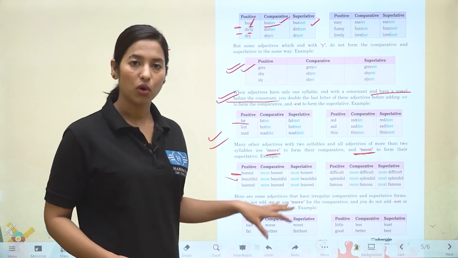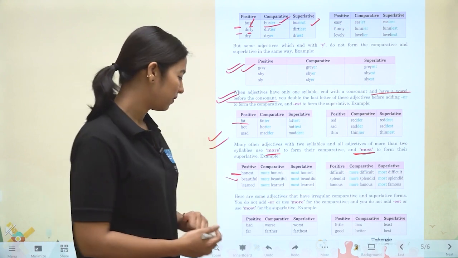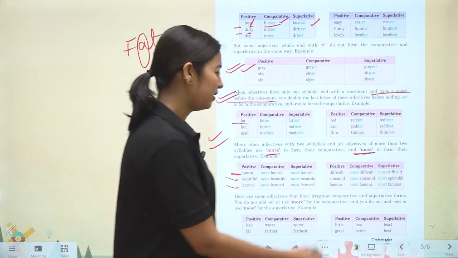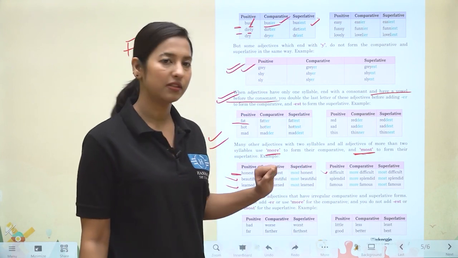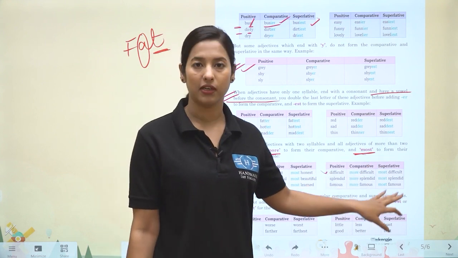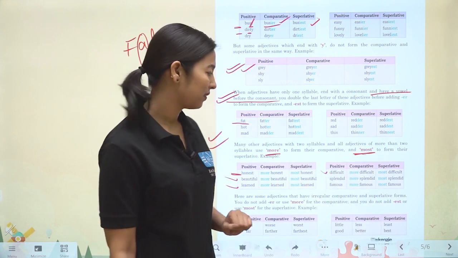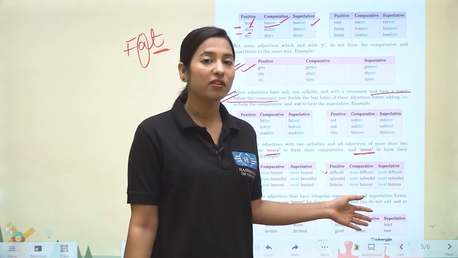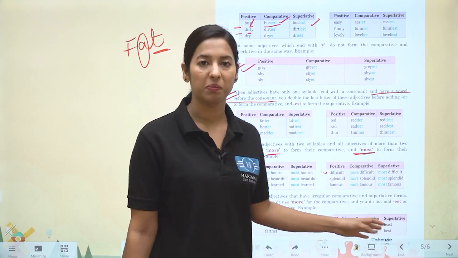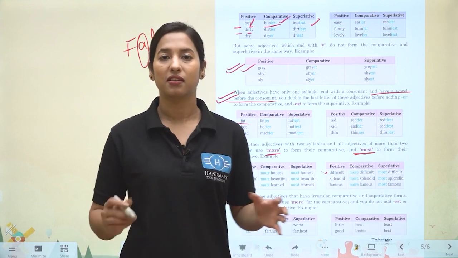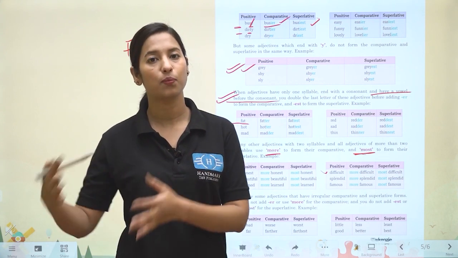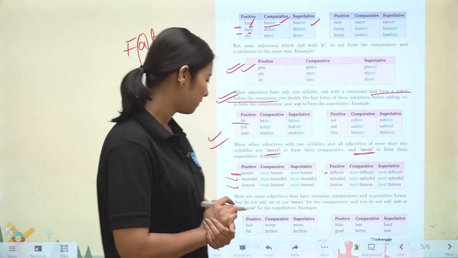Beautiful, more beautiful, most beautiful. Learned, more learned, most learned. Similarly, difficult, which is positive, more difficult, which is comparative, and most difficult is superlative. Splendid, more splendid and most splendid. Similarly, famous, more famous and most famous. This is how we make the comparative and superlative of some words.